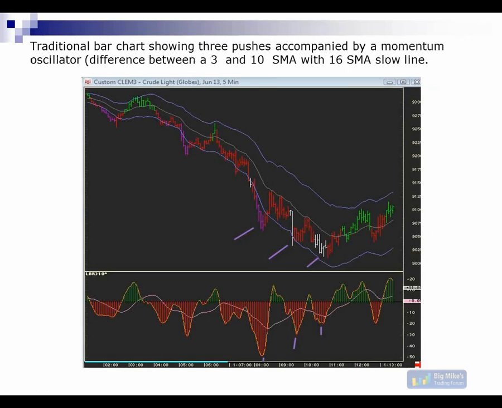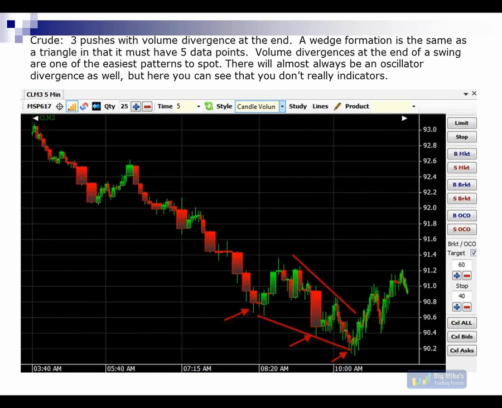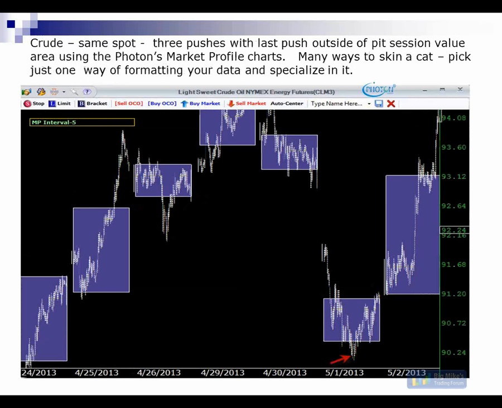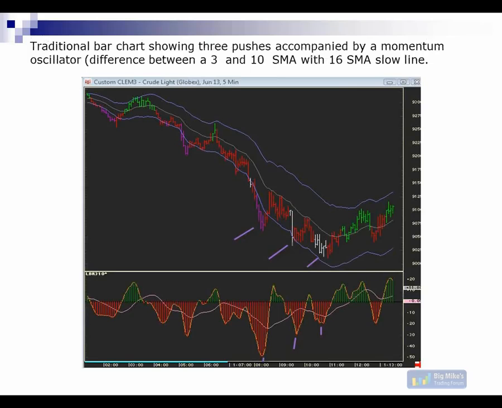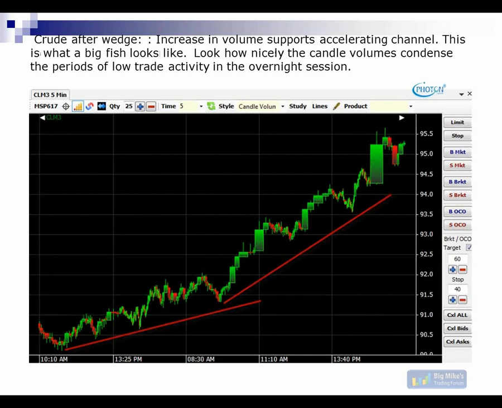Pick your poison. Here's your volume candles. Here's with a little bit of a profile. Here's traditional bar chart with oscillator. I think in the long run you'll do best if you just focus on one or maybe 1 or 2 methods, and you can't sit there and do this with 15 different markets at once. You need to specialize in doing one thing and doing it well.